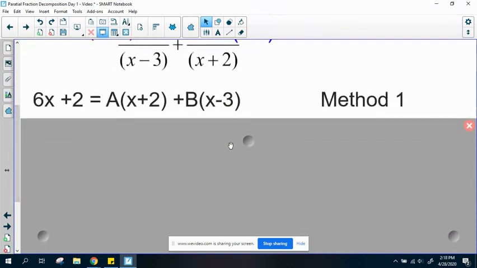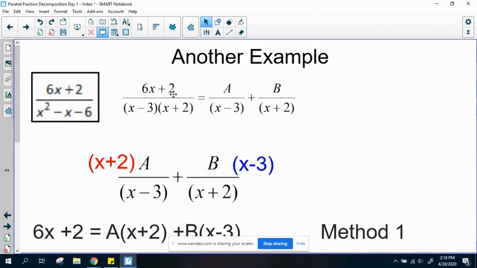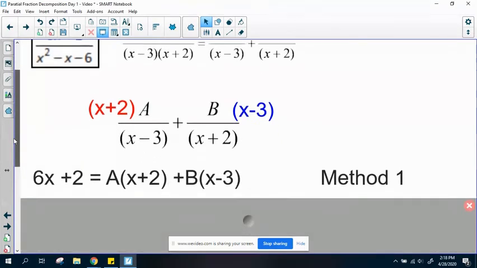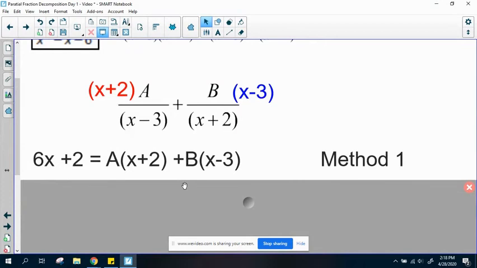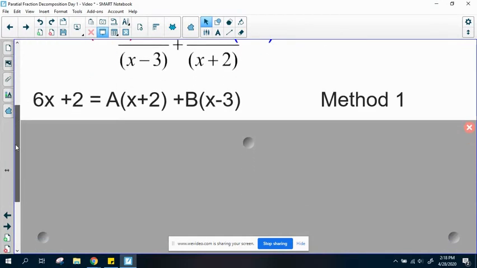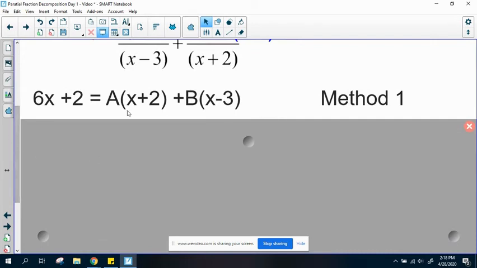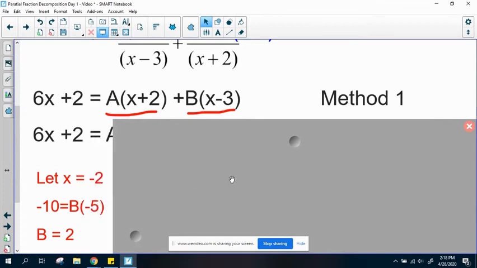And then what that means is I have the top of the left side, 6x plus 2, equaling a(x plus 2) plus b(x minus 3). So here's method 1. Method 1 is I'm going to randomly pick some x's to just plug into this system. So if I was looking at a, I would want to make it -2. And if I was looking at b, I would want to make it +3. So let's do that.